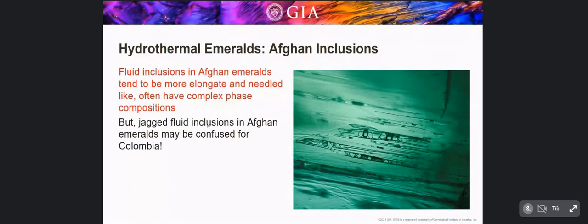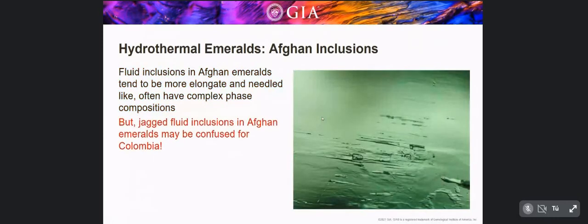Now, there are some distinct inclusions in Afghan emeralds. For instance, you might see elongate fluid inclusions like this, with complex phase compositions with multiple solid phases within them, multiple gas bubbles. This is something that might be more indicative of an Afghan origin than Colombian, for instance. The only problem is some Afghan emeralds might have some jagged fluid inclusions that might look similar to what we see in Colombian emeralds. And so we do have to be very careful with this. You can't really go on microscopy alone for the most part. If you see jagged fluid inclusions, you might be inclined to say the emerald is Colombian, but you probably should have some additional piece of evidence in order to confirm that.